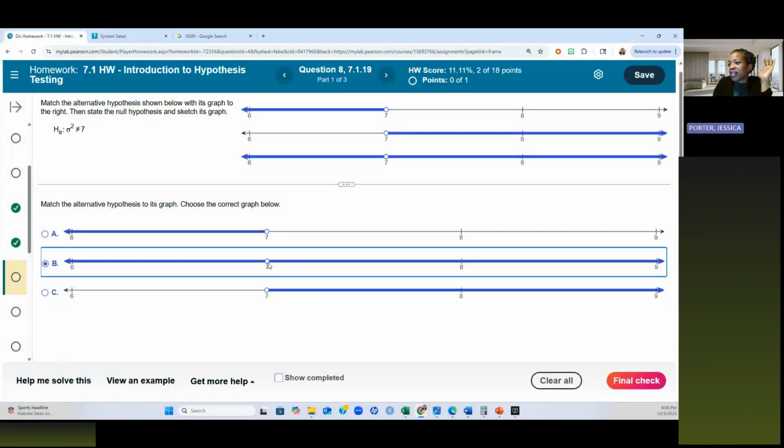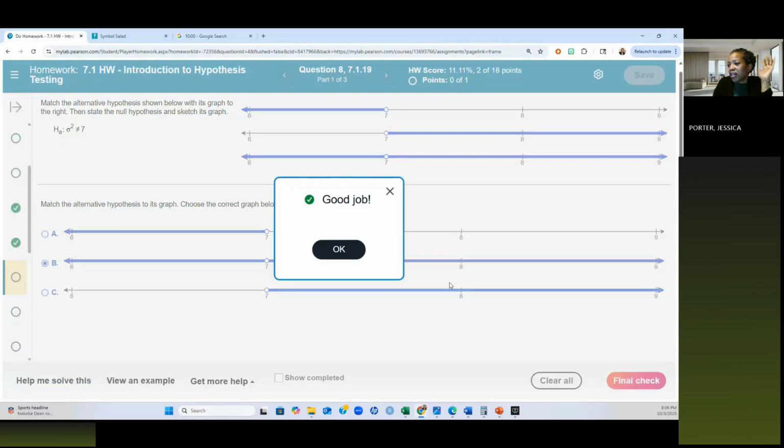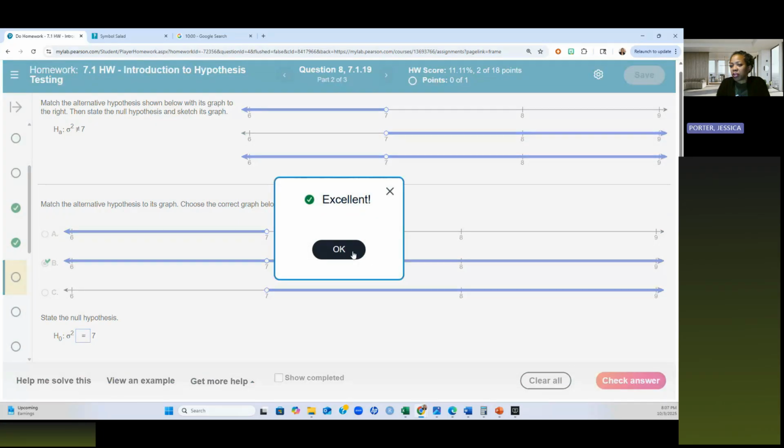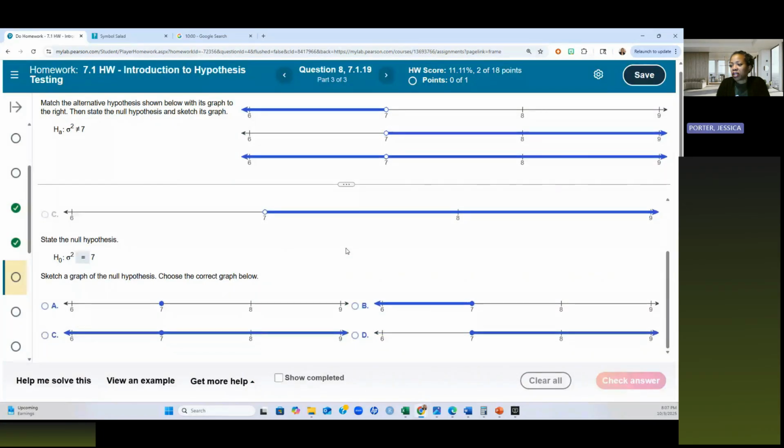B, because the variance, which is sigma squared, is not equal to 7. There's that. What is the null hypothesis in this case? What is the null hypothesis? Yep. You're right. It is the equal sign, because they're opposites. Oh, and now we need to sketch its graph.